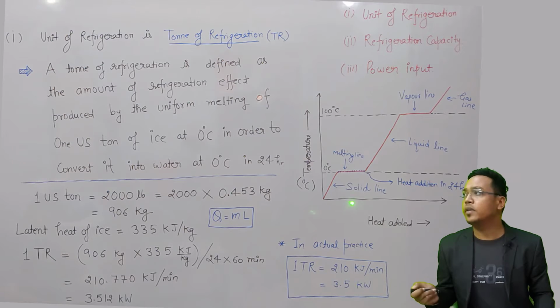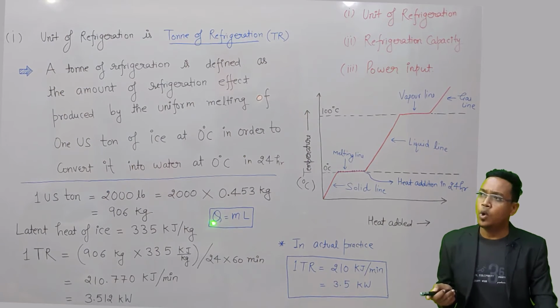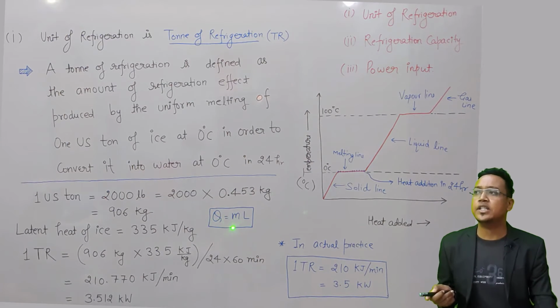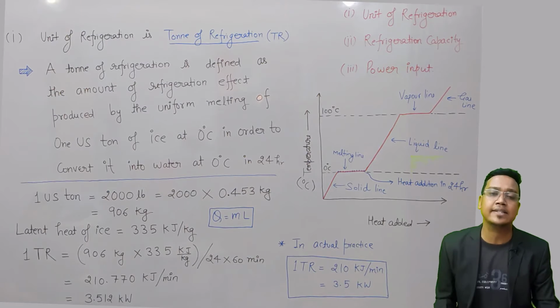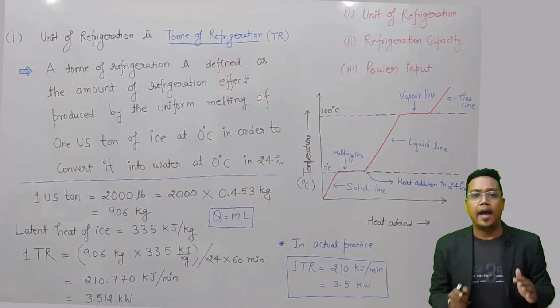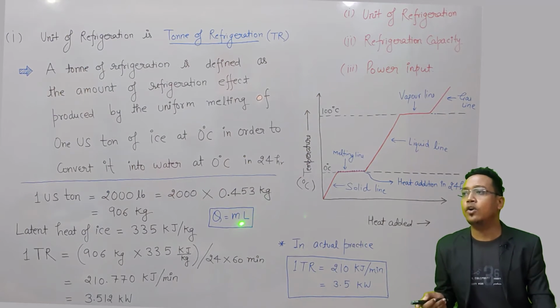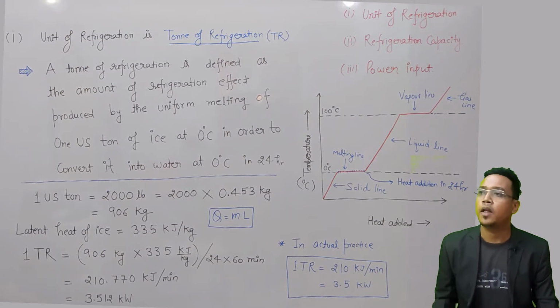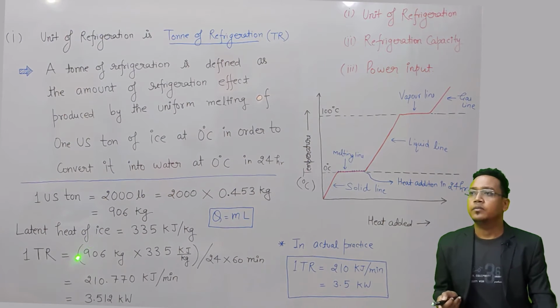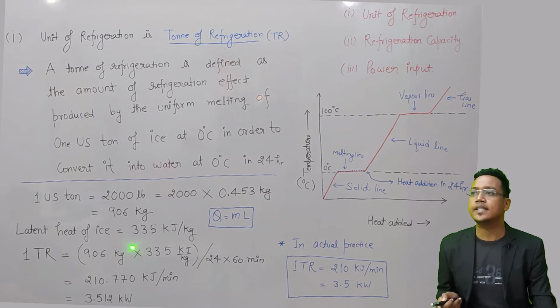Now from that we can write heat addition is equal to M into L. M is the mass of ice and L is the latent heat. As per standard, latent heat of ice is equal to 335 kilojoule per kg. Now we can write 1 TR is equal to 335 kilojoule per kg, this is the L, and 906 kg, this is the mass, M into L.